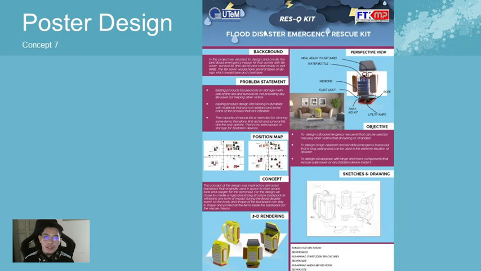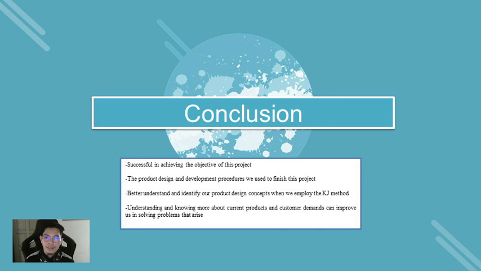Questionnaire surveys are important in product design because they clarify the demands of customers when using existing products and experiencing flood disasters. We can better understand and identify our product design concept when we employ the KJ method. Furthermore, the weighted rating method helps us select the best design while still satisfying the customer's requirements.